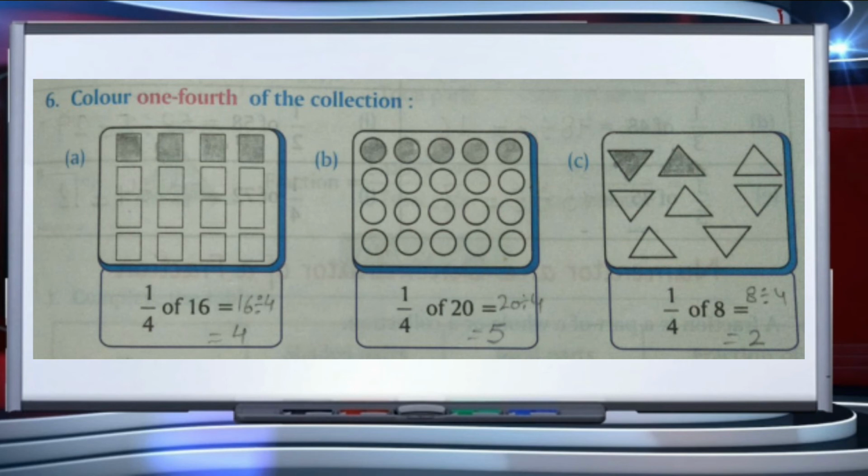Next we are having 1/4 of 20. 1/4 of 20 means 20 divided by 4. That is equal to 5. So we have to color 5 circles here. Next is 1/4 of 8. 1/4 of 8 means 8 divided by 4. That is equal to 2. So we have to color only 2 triangles.